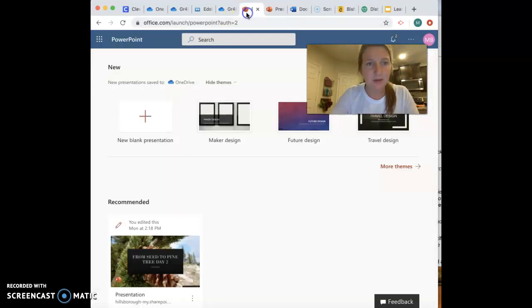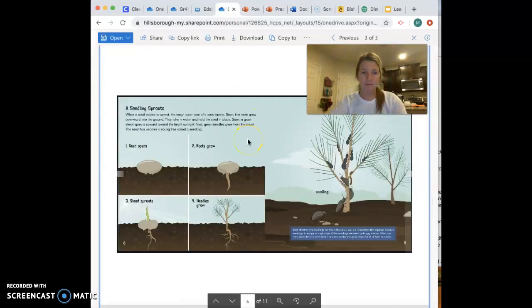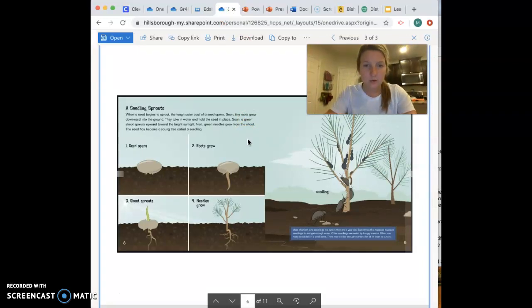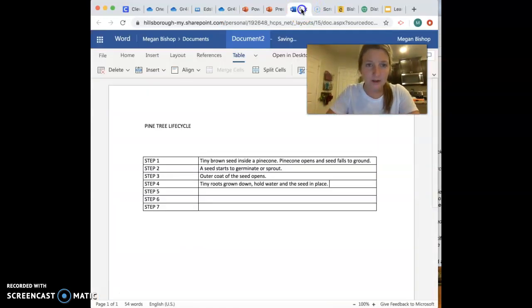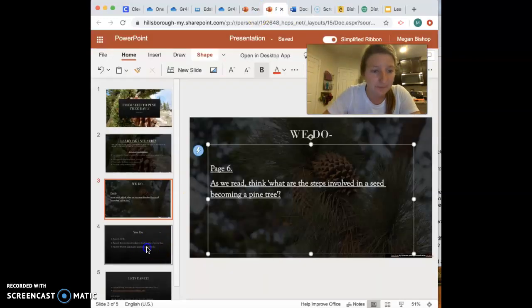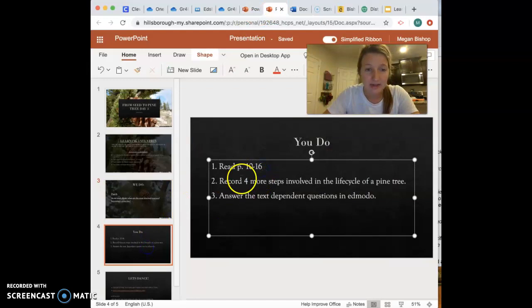All right, I'm going to stop here for this video. When you open the graphic organizer, there are going to be more steps. There are going to be 7 steps in all that I have already done for you. You are going to pick up on page 10. So read page 10, record 4 more steps involved in the life cycle of a pine tree, and then answer the text-dependent questions in Edmodo.